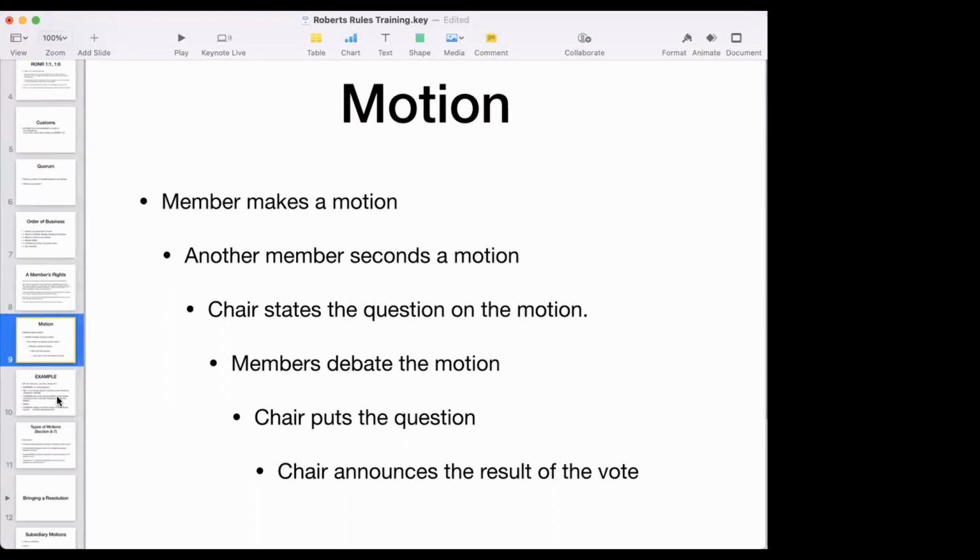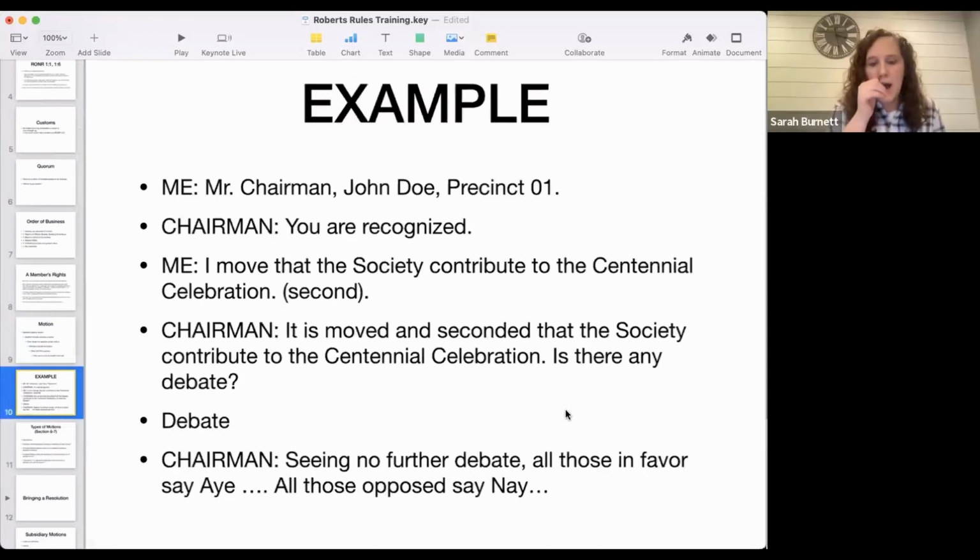So let's go to an example of this. You go to a microphone and say, Mr. Chairman, John Doe, Precinct 1. The chairman says, you're recognized. I move that the society contribute to the centennial celebration. Someone else seconds that: second. And then the chairman says, it is moved and seconded that the society contribute to the centennial celebration. Notice the wording is exactly what the motion maker said.